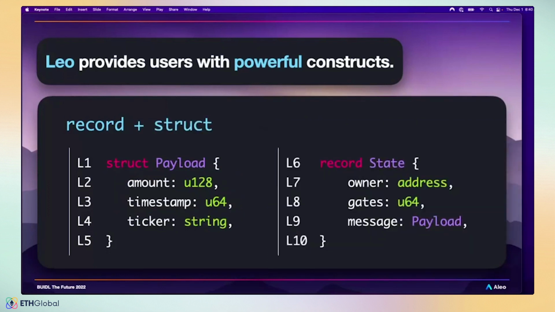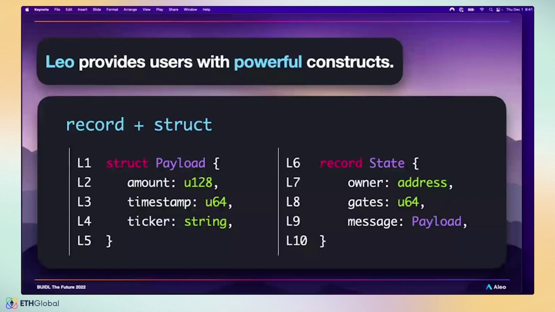So let's take a look at what we can define with records. Records can contain any sort of other data type in Leo inside of them. In this case, we see that a record contains a field message, which is a struct, and that struct payload here contains primitive data types, but could also contain more composite data types and so on. The only thing you can't have is a record inside of a record. That's the only level of nesting that isn't allowed.